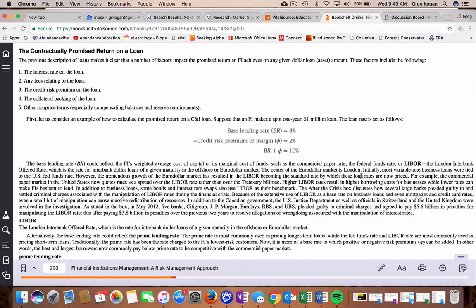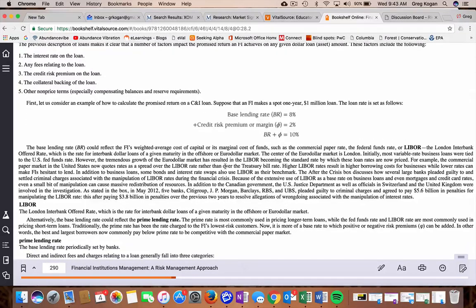So the base lending rate is basically that, plus a credit risk premium or margin, say 2%, which is the extra risk you're taking on beyond that. In other words, it's almost like there used to be a term called the prime rate, which is basically the base rate. Same thing. And the credit premium is like, the riskier you are, the more you have to pay.